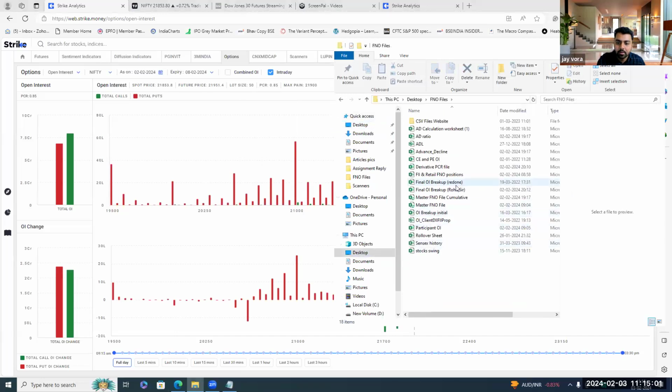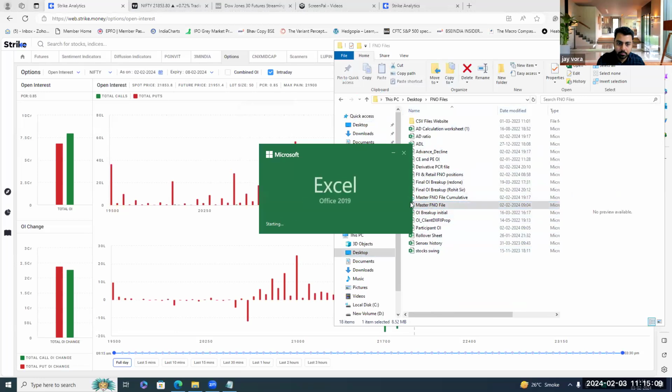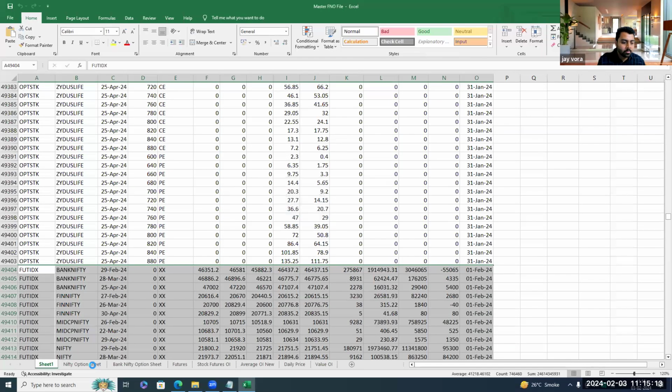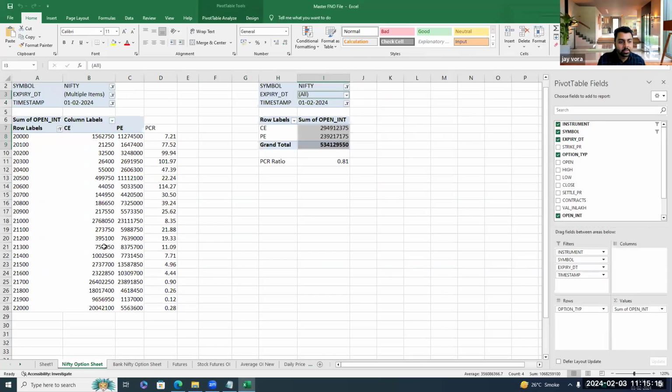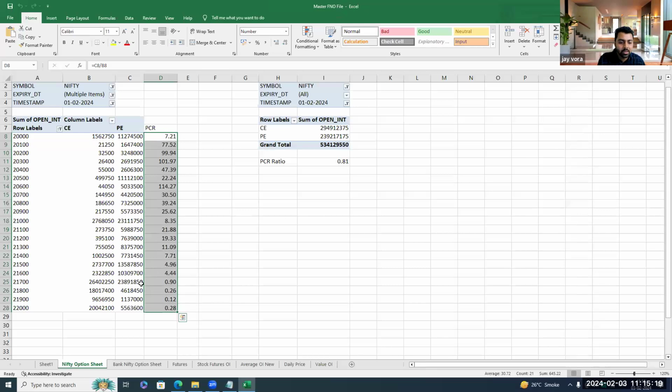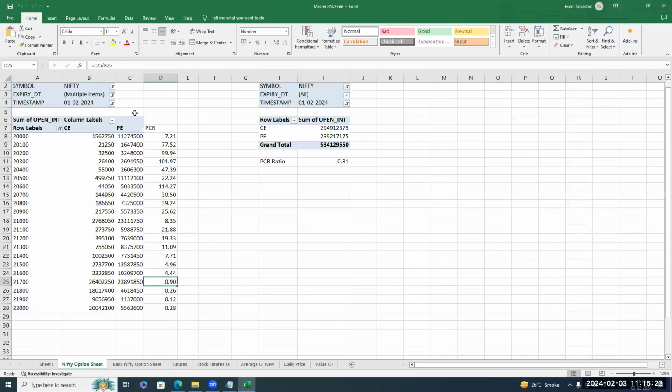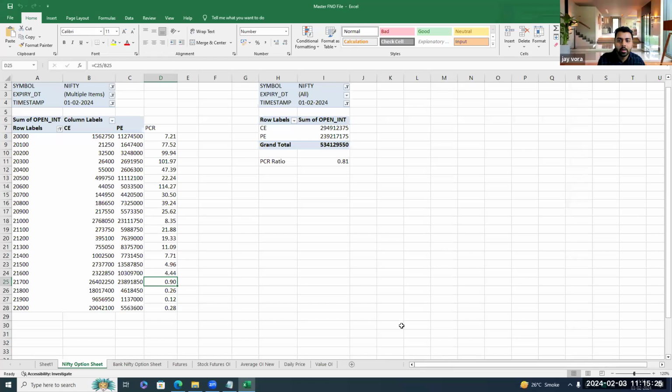One second, where did it go? So it is something like this you are suggesting, right? That here you get this PCR, and if it goes above 1, then you start seeing an up move. Yes. Right? Got it. I understood.